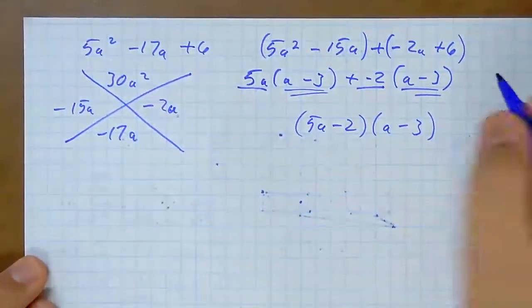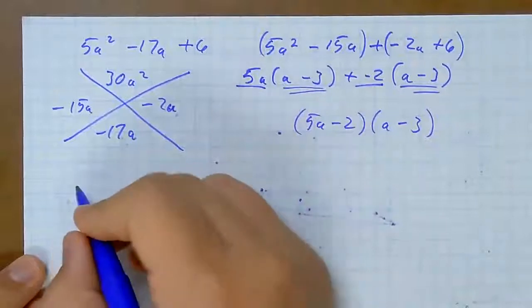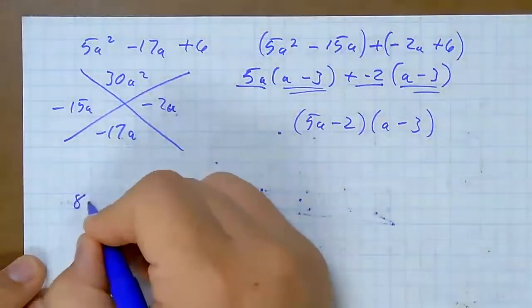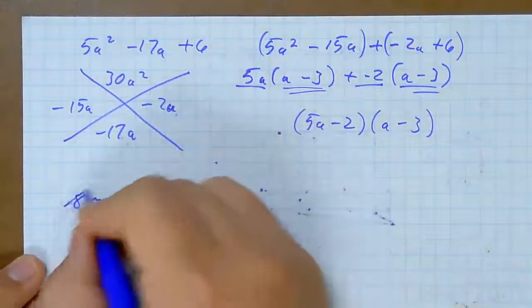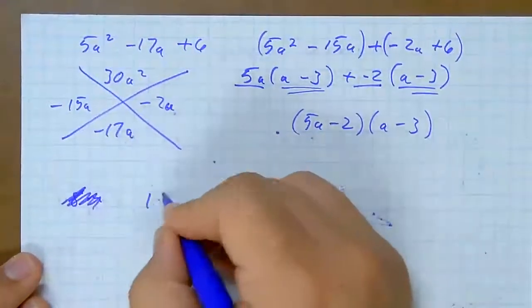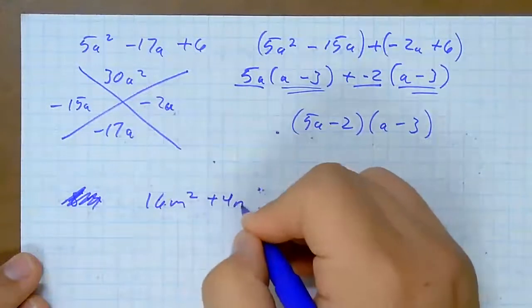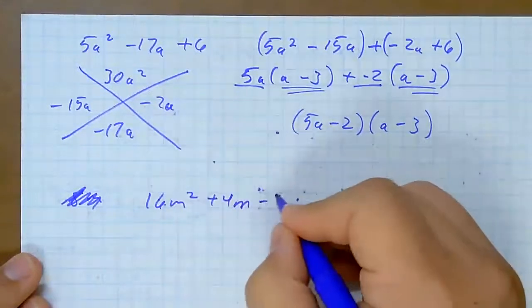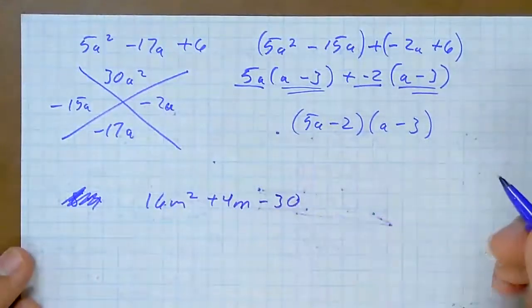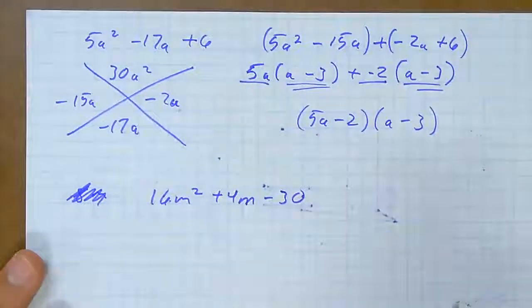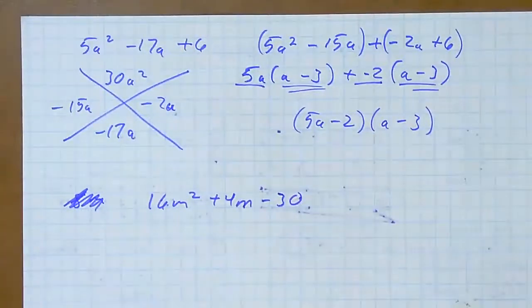I want you to try this one on your own. We have 8m, I'm sorry, I made a mistake. We have 16m squared plus 4m minus 30. Okay, try this one on your own. Factor by grouping.